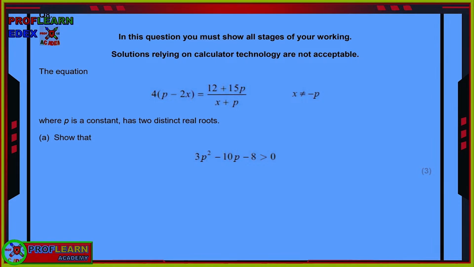Now, the equation p - 2x = 12 + 15p/(x + p), where p is a constant, has two distinct roots. Show that this is the case. So we are going to multiply both sides by x + p. We form an equation, then we shall work out the discriminant of the equation that we have. Now remember, when we have two distinct roots, it means the discriminant is greater than 0.